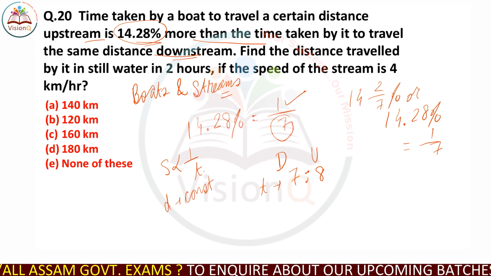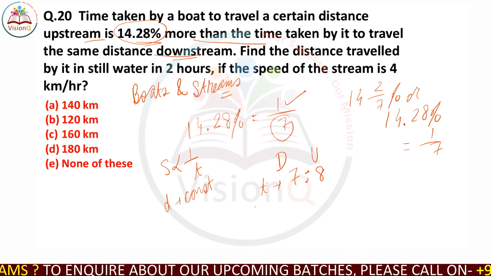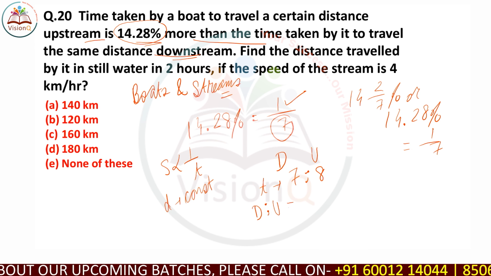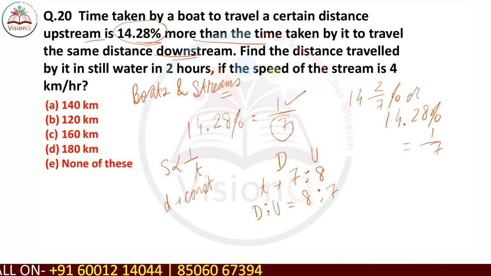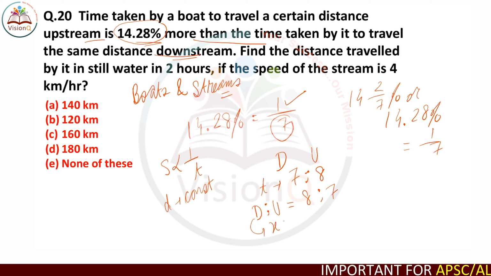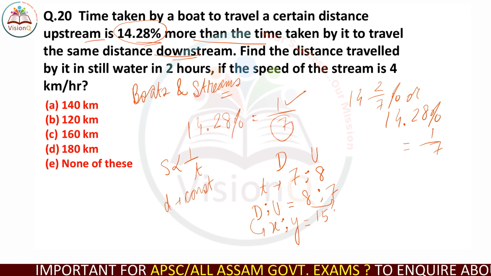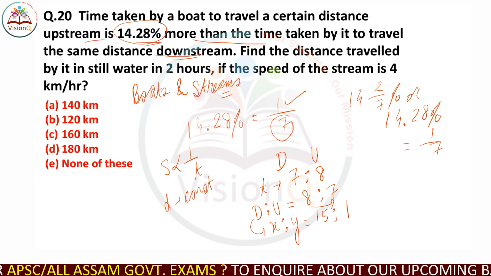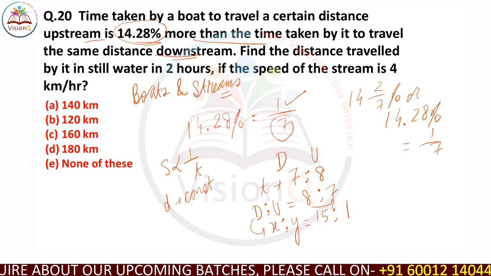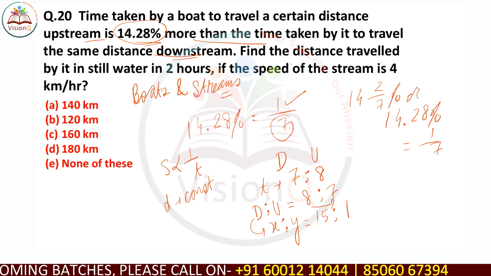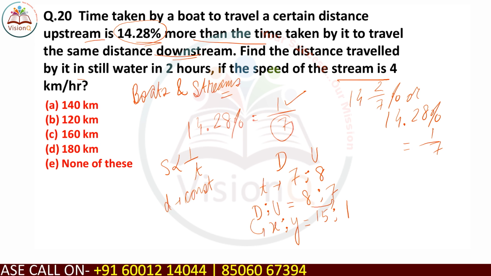Now if the ratio of time is 7:8, the ratio of the speed, that is downstream speed D to upstream speed U, will be how much? 8:7, because speed and time is inversely proportional. From downstream speed and upstream speed ratio, always you need to find what? Speed of boat X to speed of stream Y, and the formula is D plus U 15 to D minus U 1. So this is the ratio of speed of boat to the speed of stream, which is 15:1.